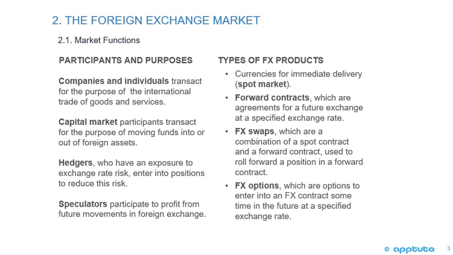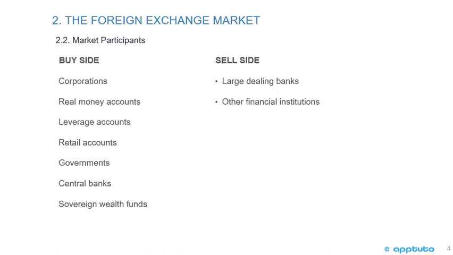FX swaps, which are a combination of a spot contract and a forward contract used to roll forward a position into a forward contract. And finally, there's FX options, which are options to enter into a foreign exchange contract sometime in the future at a specified exchange rate. Continuing with the market participants, we're going to look at the buy side and sell side.